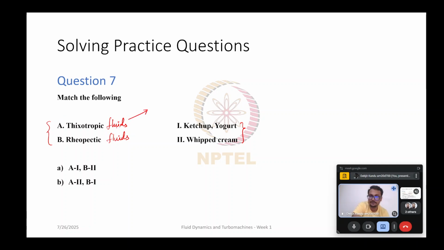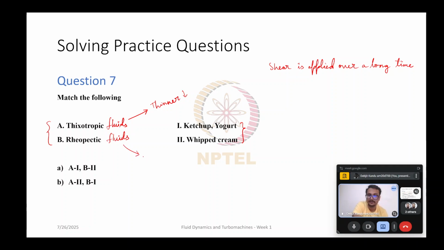So thixotropic fluids are fluids which become thinner if stress is applied over a long time. So they become thinner. The main point is that shear is applied over a long time, or continuous shear is being applied. In that case, if the viscosity goes down, then it's called a thixotropic fluid. So if it becomes thinner, viscosity goes down.